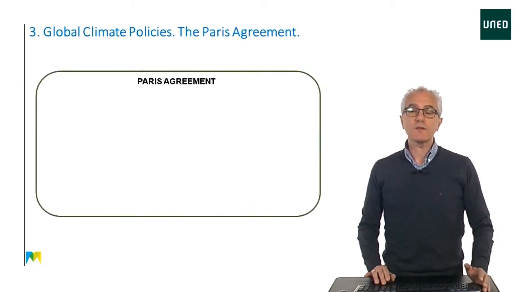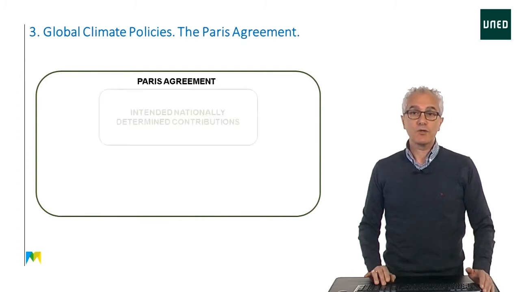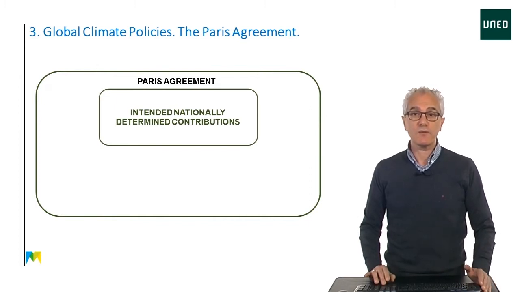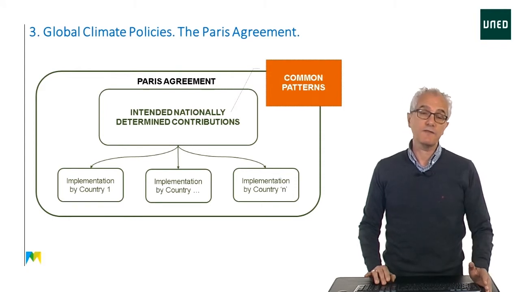The Paris Agreement was reached by the international community in 2015, and it established as its main objective keeping a global temperature rise well below 2 degrees, and limiting the temperature increase even further than 1.5 degrees over pre-industrial levels. To meet this goal, each country submitted what was called intended nationally determined contributions, where they described the policies that they would implement in their respective territories. Despite this unilateral approach, we can track some common patterns which will help us to define scenarios.